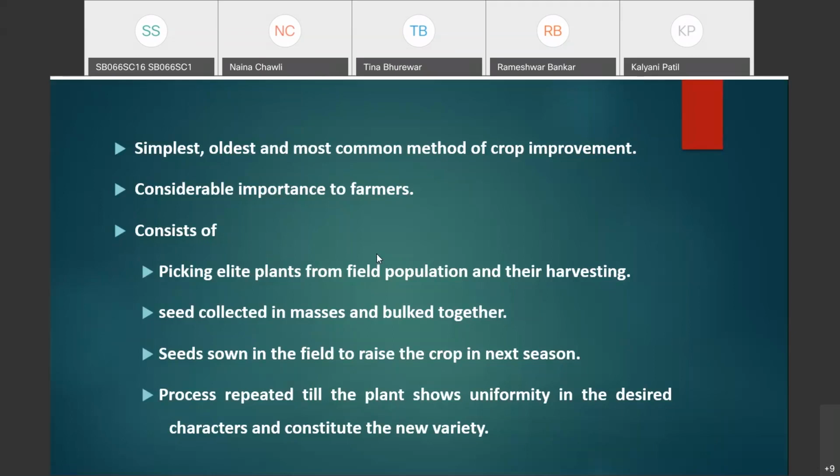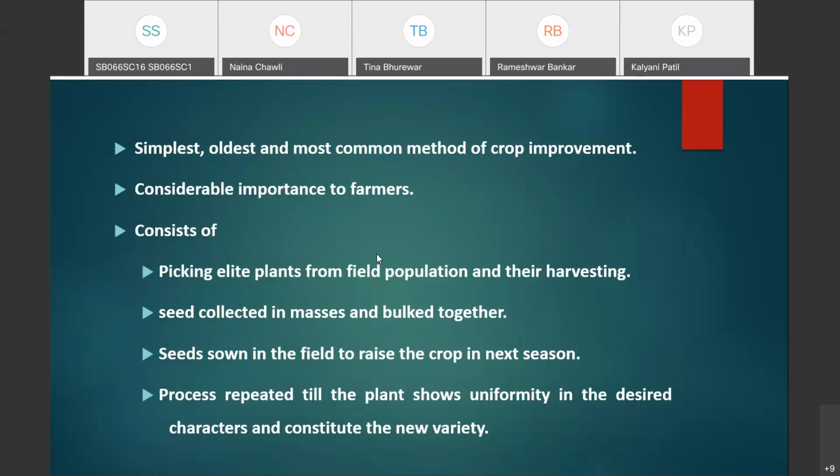Yes, the seeds which are collected and bulked together are preserved, and then these seeds are sown in the field to raise the crop in the next season. That process is repeated till the plant shows uniformity in the desired characters and constitutes the new variety. That is, picking the elite plants, harvesting them, collecting their seeds, bulking them together, and sowing them in the field.